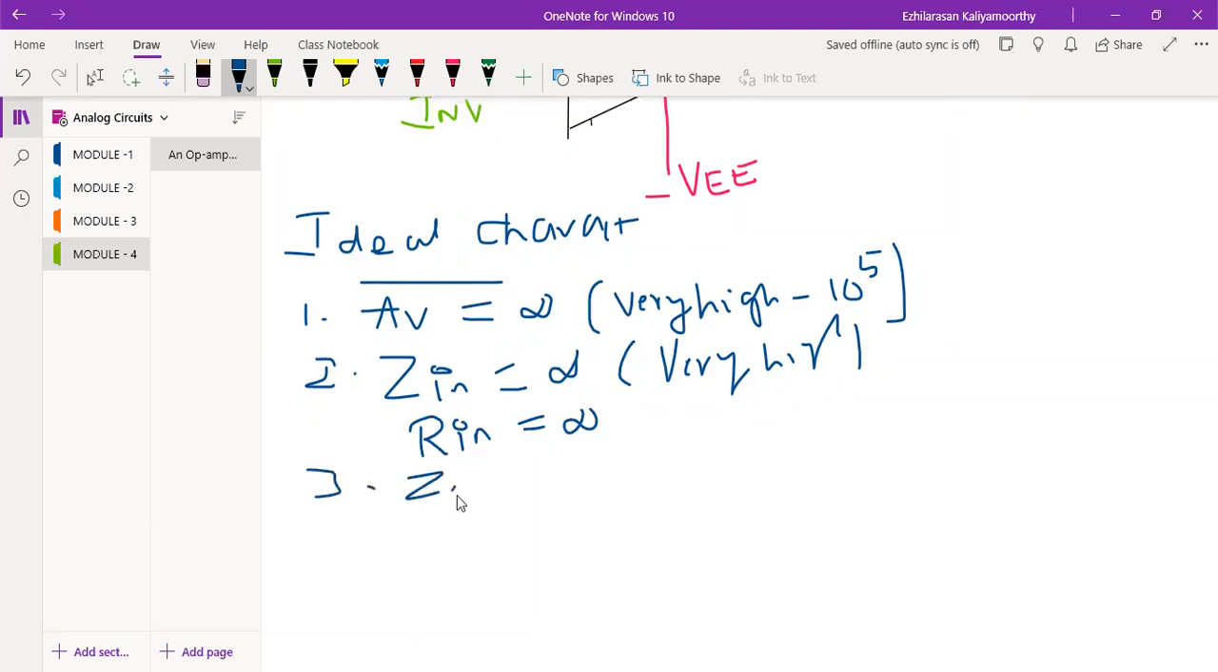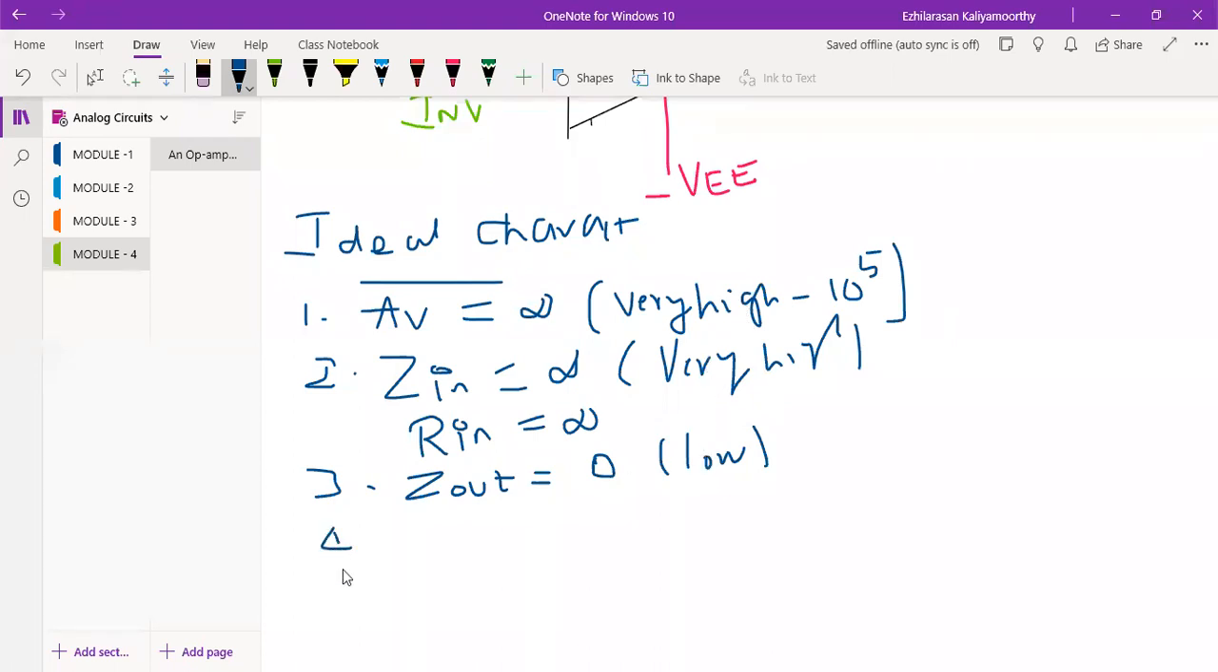Next, output impedance, that is Zout. So what will be the Zout? Normally the output impedance will be zero, theoretically. Practically, I will say it is low. Very, very important: that is the main difference between theoretical and practical. Whichever values are specified here are for theoretical; the values in the bracket which I'm showing are for practical.